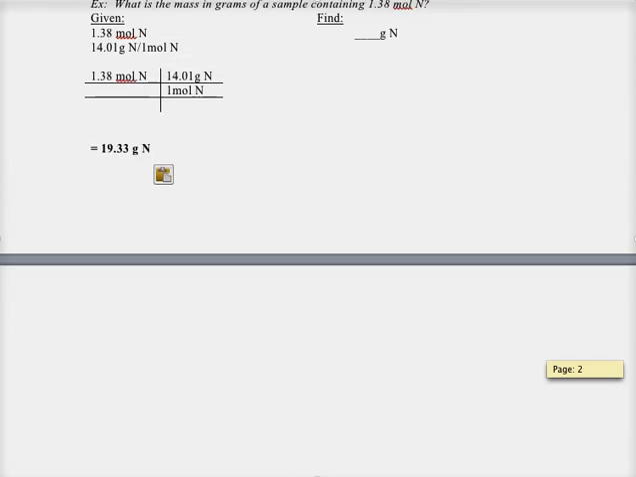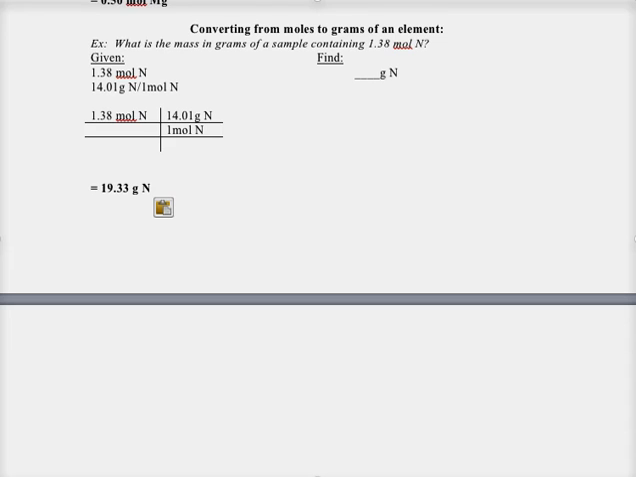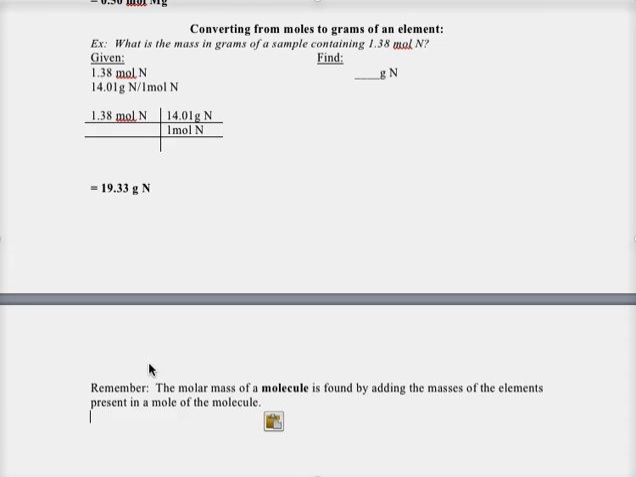a bigger molecule. So remember, we practiced a little bit today finding the molar mass of a molecule by adding the molar masses of the elements present in that type of molecule. So, for example, what is the molar mass of water? Let's try this one.